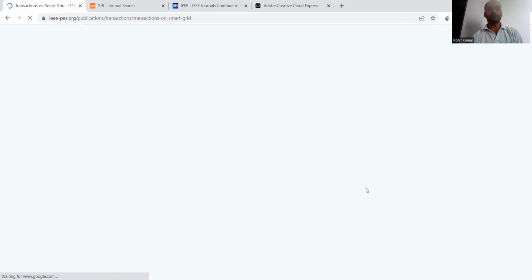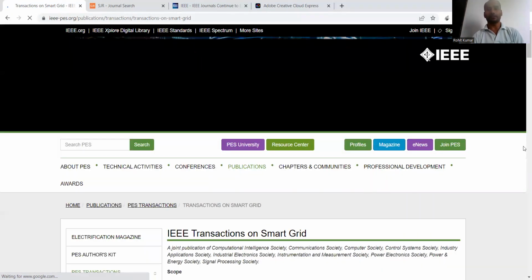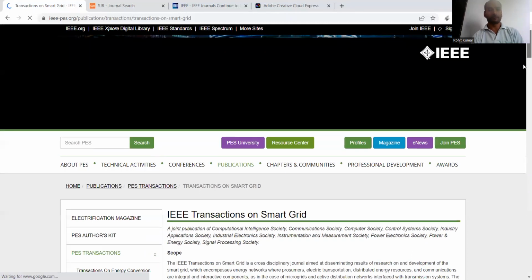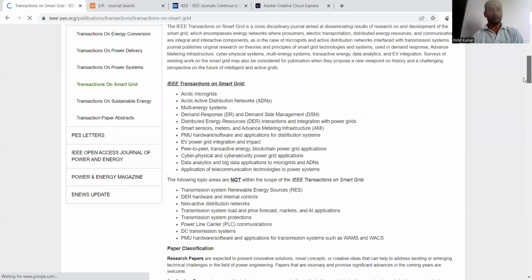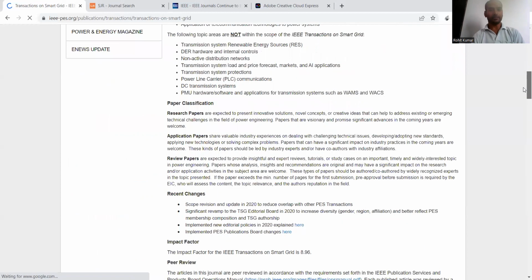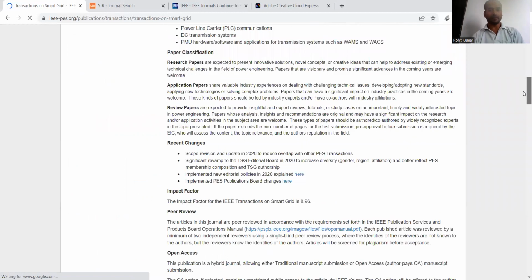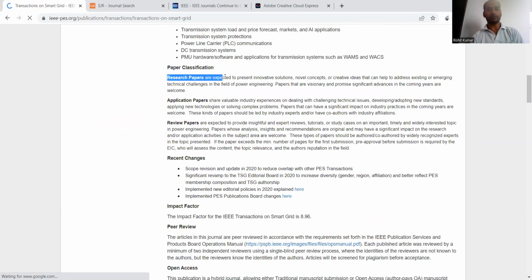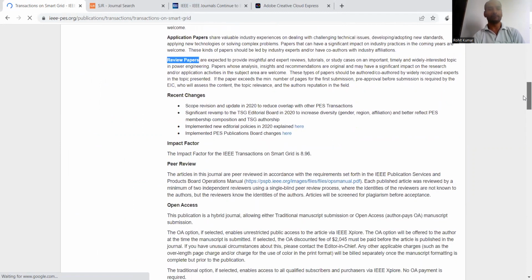also, because elsewhere they provide the well-defined aggregation of different board members. So here you can see that papers are classified in different tracks. One is the research paper, second is the application paper, third is the review paper. And accepting more research and review papers always helps to improve the impact factor. So no surprise that this journal's impact factor is also good.